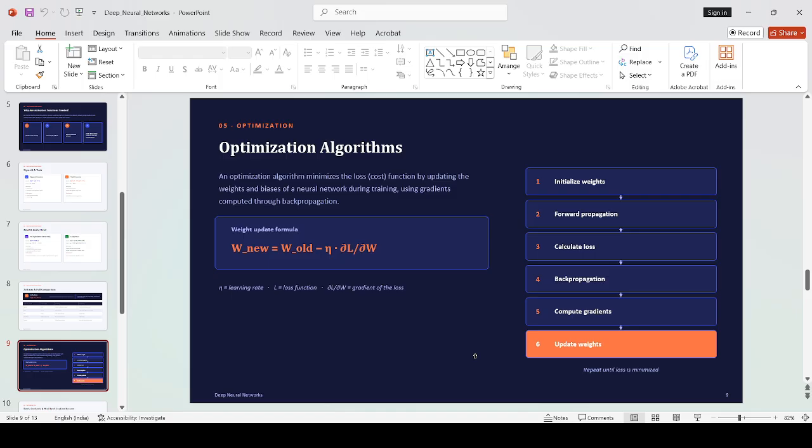The optimization process begins by initializing the weights. The network then performs forward propagation to generate predictions. The loss is calculated by comparing predictions with the actual outputs. Next, backpropagation computes the gradients. Finally, the optimizer updates the weights using the gradient descent formula shown on the slide. This entire process repeats until the loss becomes sufficiently small.